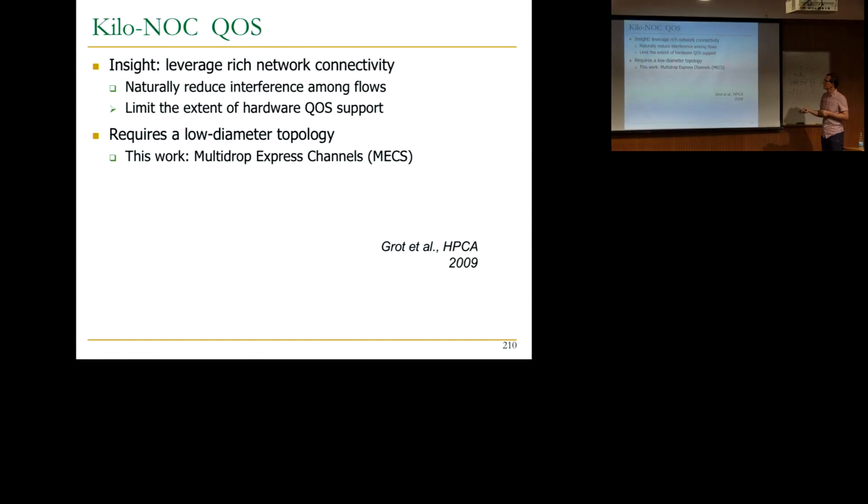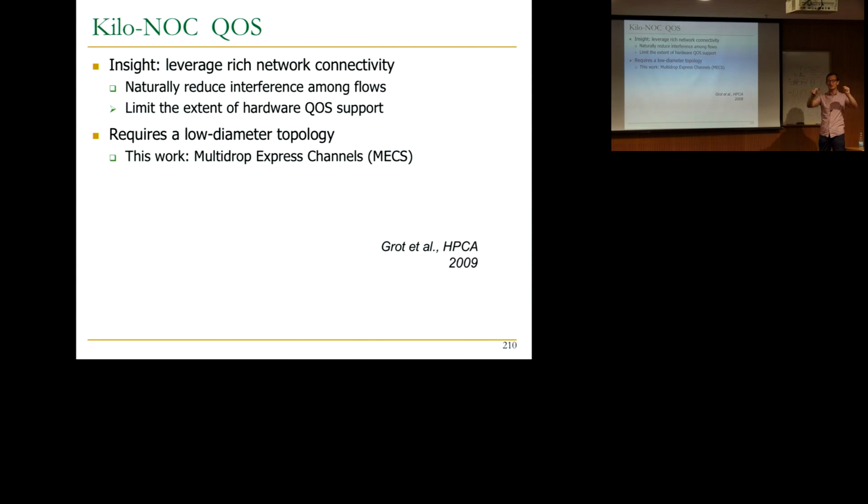OK, so we want actually network-wide guarantees without network-wide quality of service support, because these routers are expensive. So the key insight over here is we want to leverage rich network connectivity. You want to naturally reduce interference among flows through the topology and limit the extent of hardware quality of service support. This requires a low diameter topology. Basically, you want to reach from here to here in the network very quickly, right? In a single hop, ideally. That's the low diameter part. And we're actually using multi-drop express channels. If we have time, maybe I'll talk about that also. But that's one way of having a small network topology.